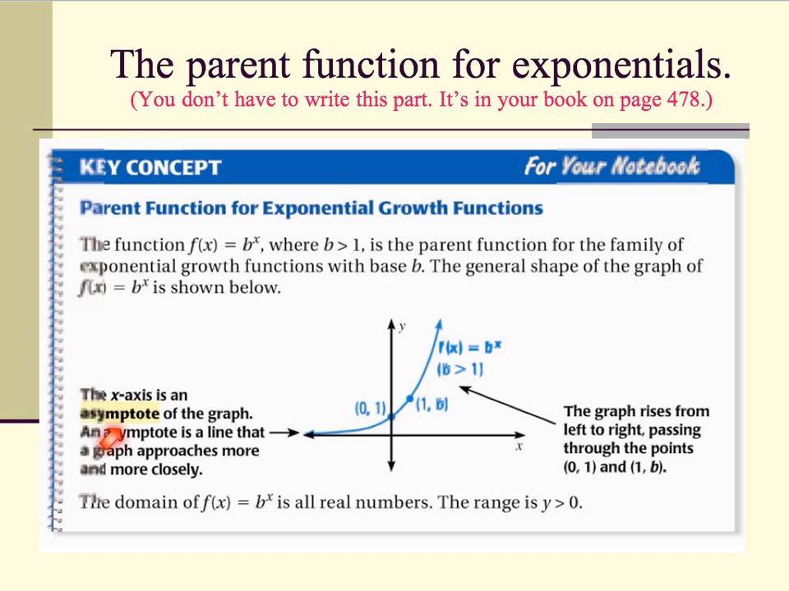A couple key words here, asymptote. The x-axis is going to be our asymptote for these graphs, and you look here, your graph is going to approach the x-axis, but it is never ever going to cross it, or never go below it, and never touch it. Our graph, in order to be growth, has to rise from the left to the right, so this makes it exponential growth. And notice it goes through the point (0, 1) for my parent function, and then it also goes through the point (1, b).